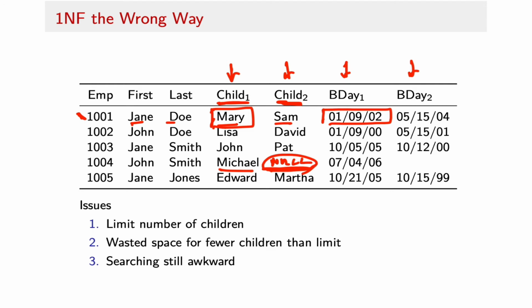More to the point, the opposite situation is also the case. If an employee has more than two children, there's nowhere to store child number 3 or child number 4. So we've created for ourselves a kind of arbitrary restriction on the number of children that we can keep track of for an employee. And this is a violation of the 0, 1, infinity principle that I've talked about before.